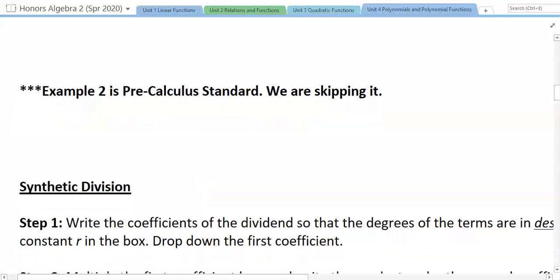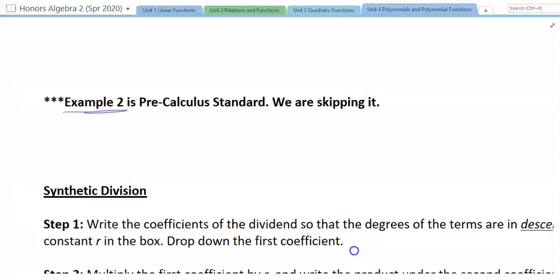Just so those of you who are going to be like, oh, you're doing example 3 next. No, example 2 is a pre-calculus standard. We're skipping it. That's the long division in the book. So again, skipping example 2. If you want to look at it, be my guest. If you got questions about it and you're like, hey, how do you do this? We'll talk about it. But I'm not going to put it in today's lesson.